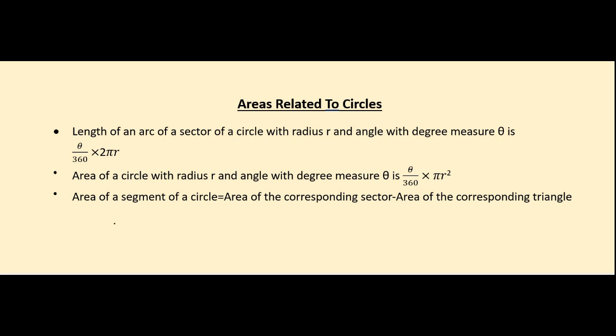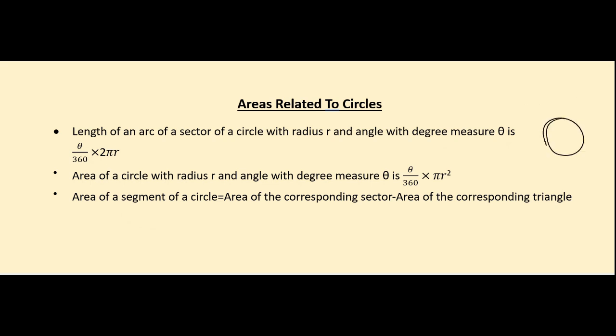In this video, we are talking about some of the key points related to the chapter areas related to circles. So, the length of an arc of a sector of a circle with radius r and angle with degree measure theta is nothing but theta divided by 360 into 2 pi r.